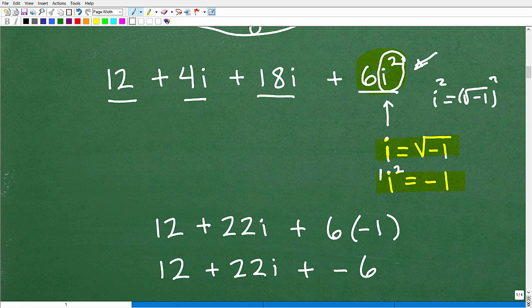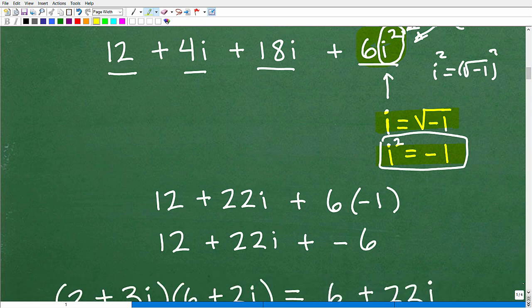All right, but the bottom line is that we know that i squared is equal to negative 1, so I can replace this i squared with a negative 1 and simplify. So that's what I'm doing right here. So remember, we still have our 12, our 4i, and our 18i. And at this point, I can combine these like terms, 4i and 18i. That would give me 22i. I have my 12 right there.